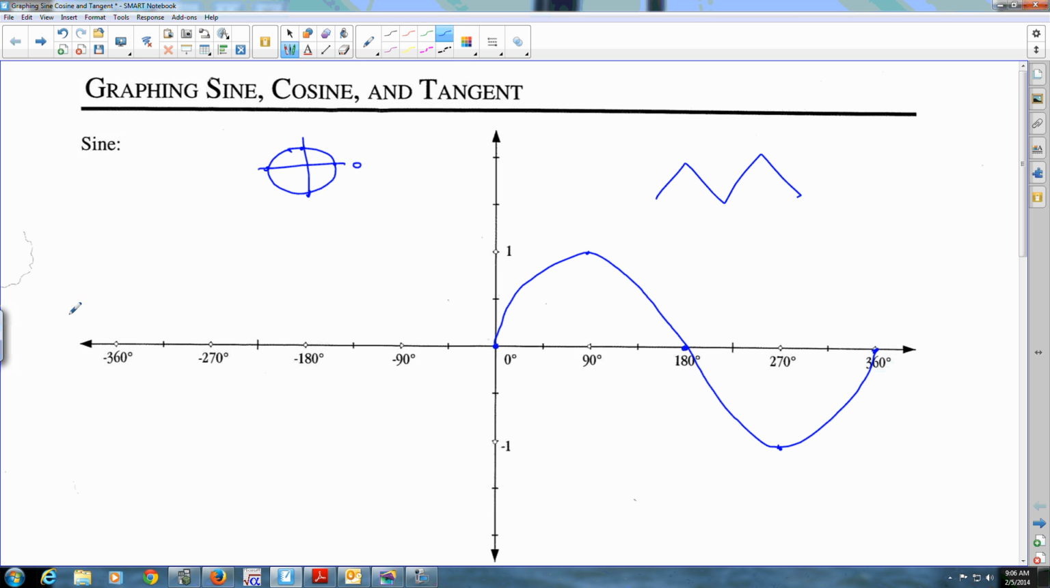This is going to be repeated to the left. So think of it as you've gone -360 around. Your y value is 0. At -270, your y value is 1. At -180, you're back to 0. At -90, you're at -1. So your graph is going to curve like this. Okay?